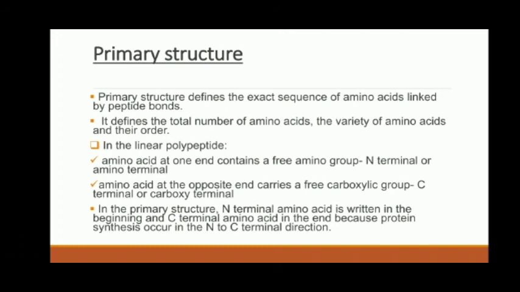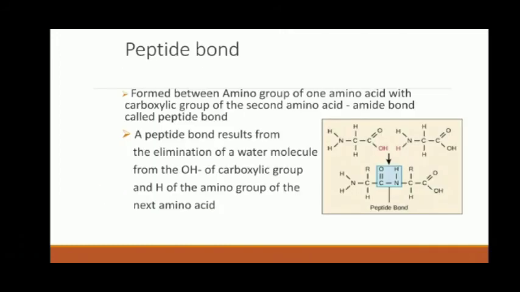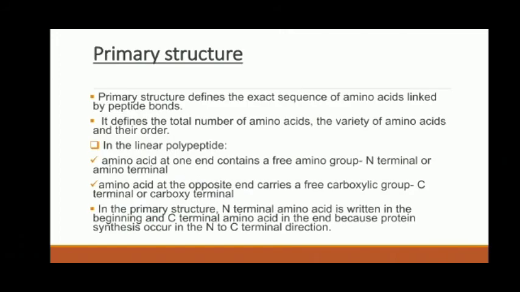Actually, as we saw in the slide, here you can see one amino acid, second amino acid. Here they are joined by a peptide bond. The first amino acid and second amino acid are joined by a peptide bond. Like that, the third amino acid will come, fourth amino acid will come, fifth amino acid will come. Between every amino acid we can see this peptide bond. So this type of linear arrangement of amino acids by peptide bonds is known as primary structure.